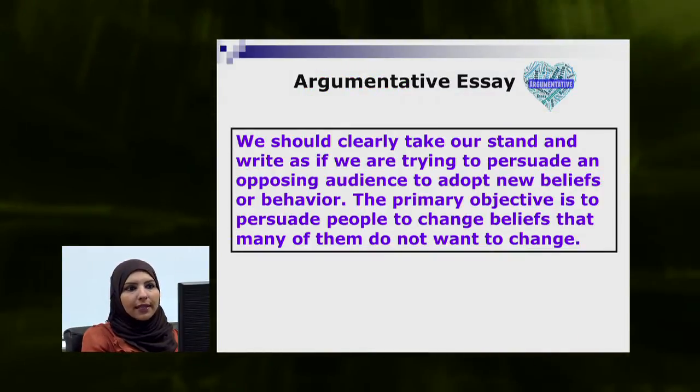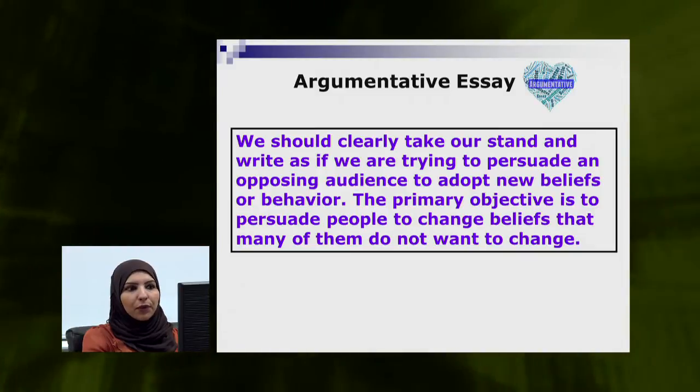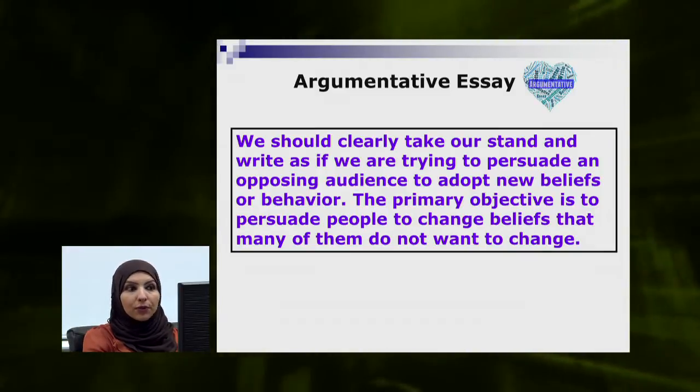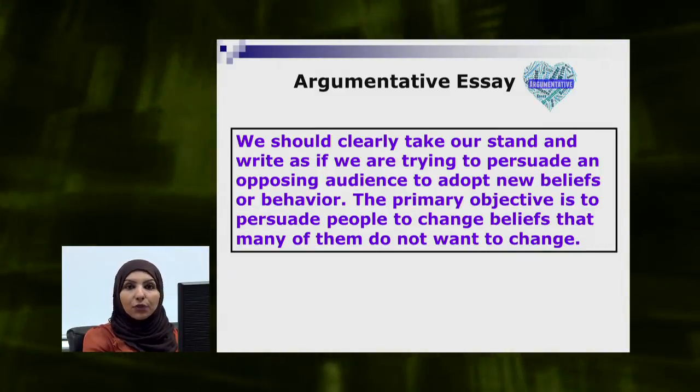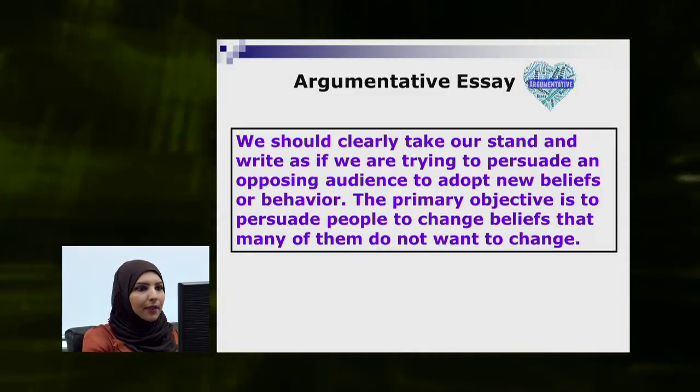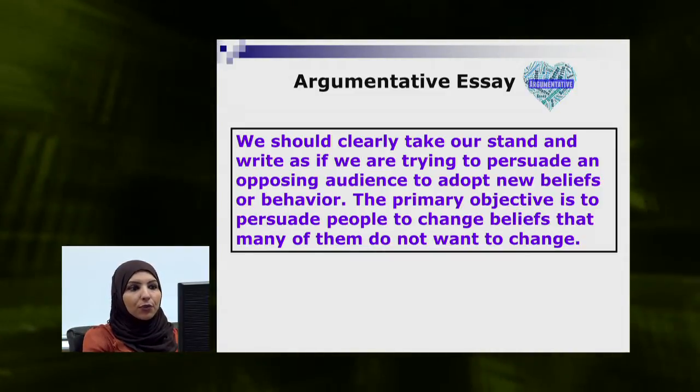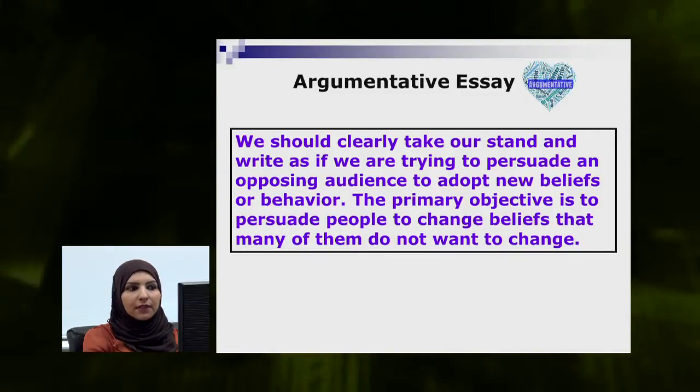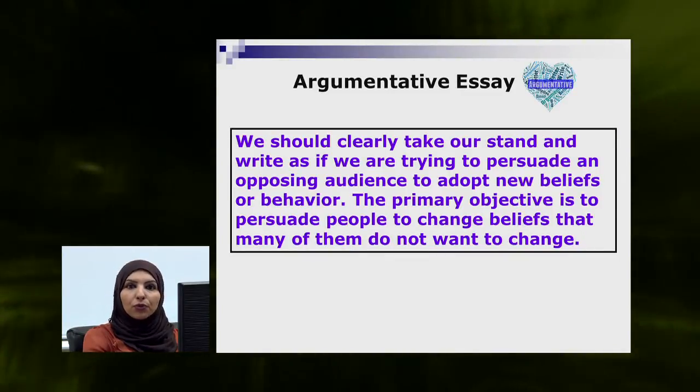We should clearly take our stand and write as if we are trying to persuade an opposing audience to adopt new beliefs or behavior. The primary objective is to persuade people to change their beliefs that many of them do not want to change.